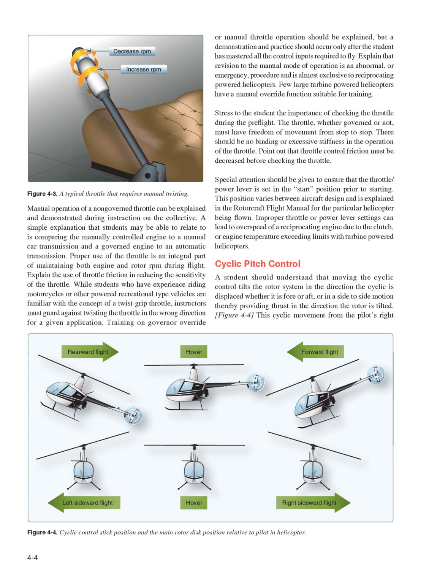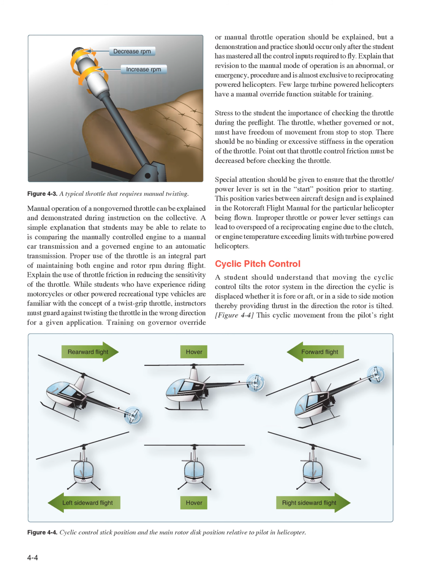Training on governor override or manual throttle operation should be explained, but a demonstration and practice should occur only after the student has mastered all the control inputs required to fly. Explain that revision to the manual mode of operation is an abnormal, or emergency, procedure and is almost exclusive to reciprocating powered helicopters. Few large turbine-powered helicopters have a manual override function suitable for training.